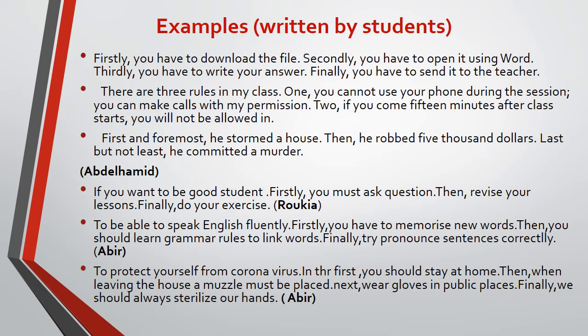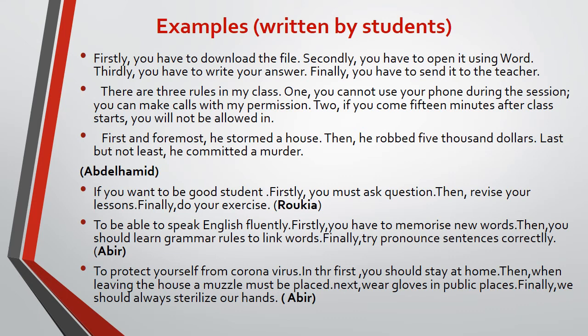Well, the next one. First and foremost, he stormed a house. Then he robbed $5,000. Last but not least, he committed a murder. Here you see the enumeration listing what this person did. When I say first and foremost, I mean that the first is the most important one. And when I say last but not least, I mean that this is the last idea, but it is not less important than the others.